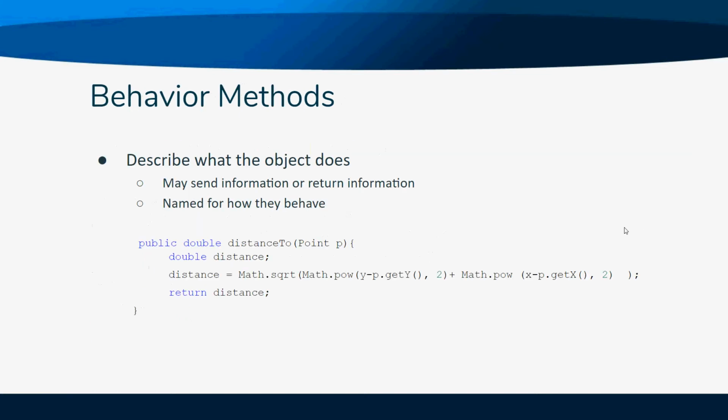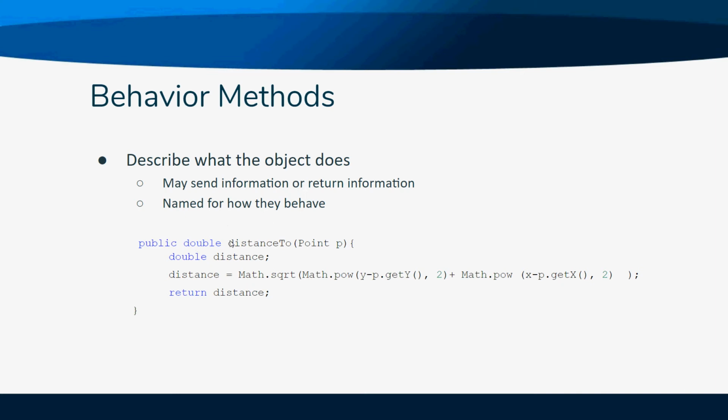Now behaviors, those kind of don't follow any rules. You might have parameters, you might not. You might have a return type, you might not. It just depends on the action that the object is going to perform. So in this case I have a distance, and I'm going to take in a parameter of a point to find out how far I am from that point using the distance formula, and I'm returning the distance of how far that is. So this one has both a return type and a parameter.